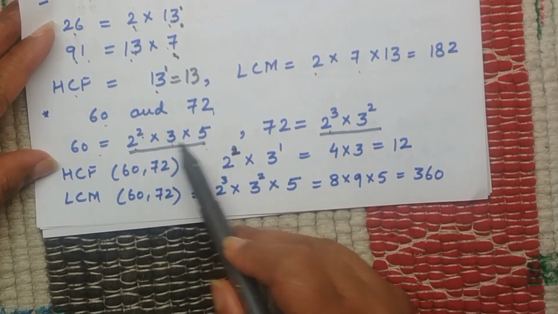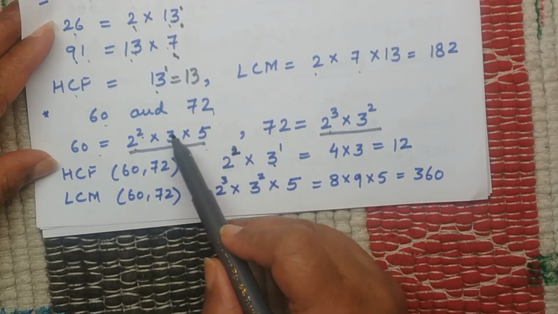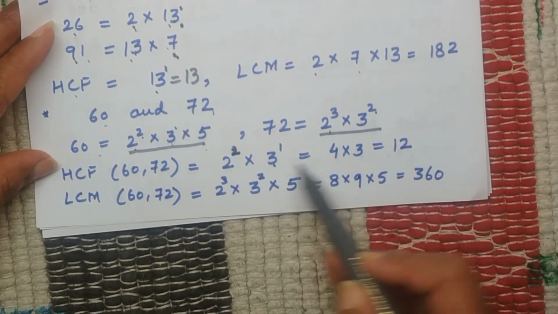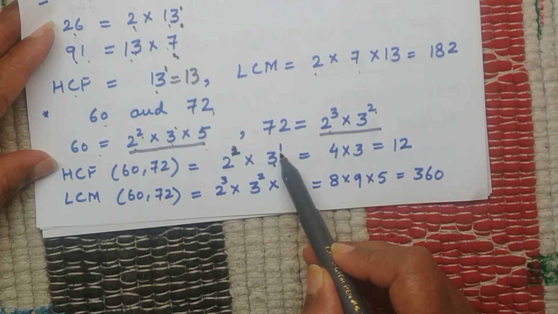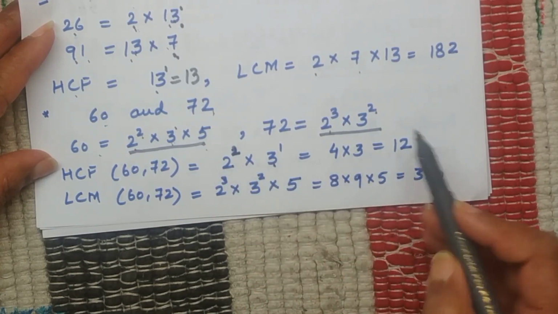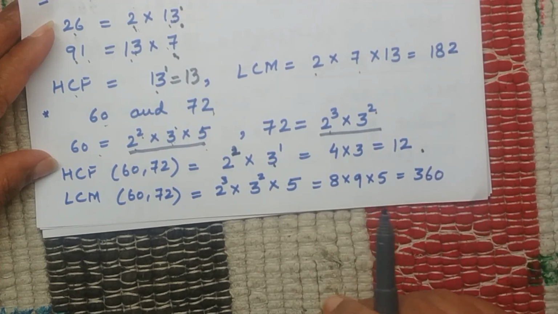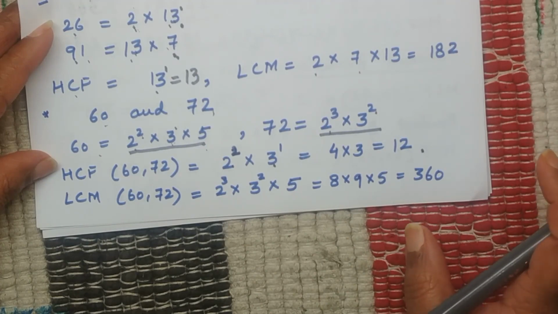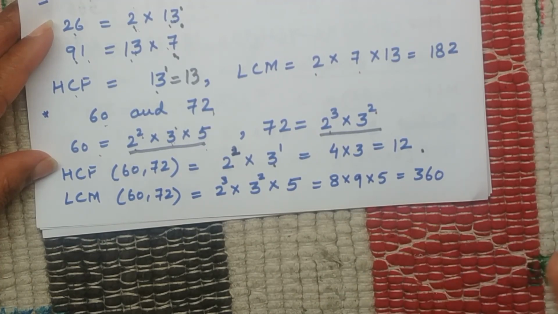So next common factor is 3. The power here is 1 and here is 2 and the smallest is 1. So I raised 3 to the power 1. So 2 square into 3, 4 into 3, HCF is 12. For the HCF, we find the product of the common factors and common factors raised to least power.